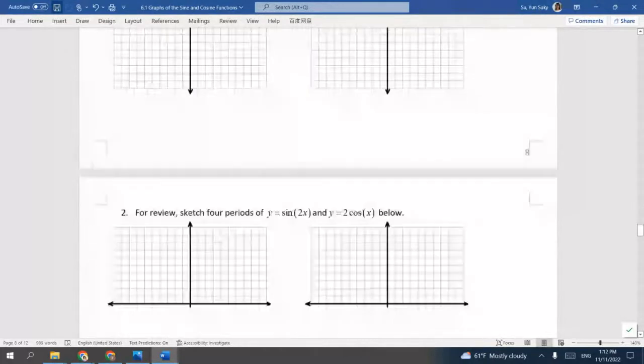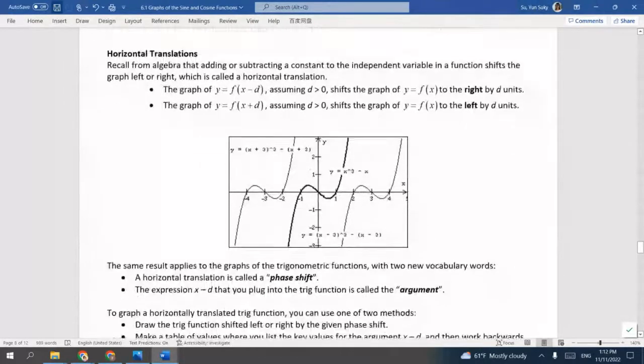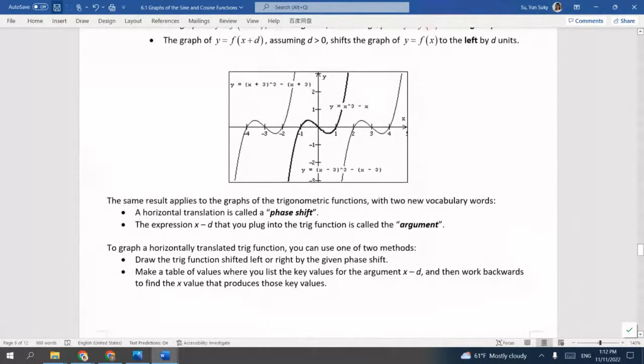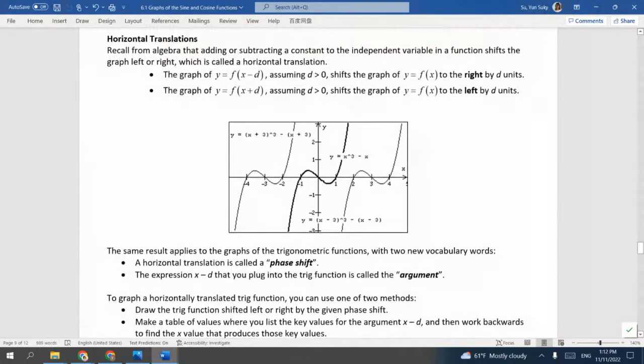Go to page, okay, translations. So, we can have horizontal translations or vertical translations. Horizontal translations are like shift to the left or shift to the right. Do you remember if we have x minus d, we shift to the right d units? If we have x plus d, then we shift to the left d units. Everybody? So we learned that before.